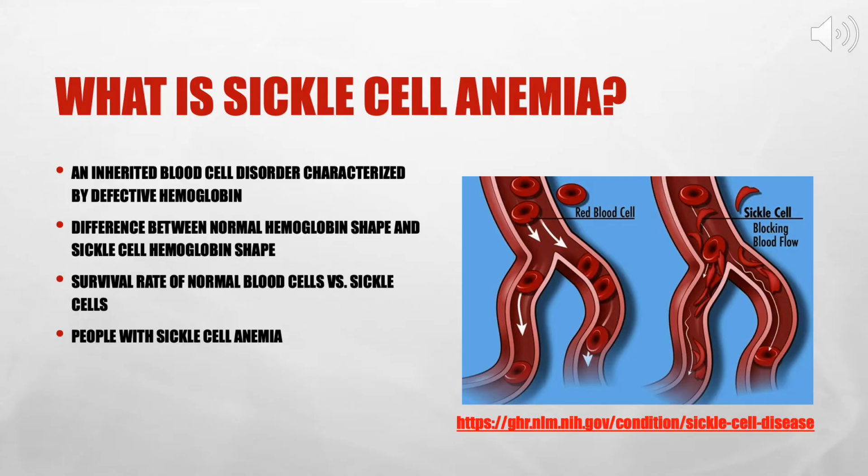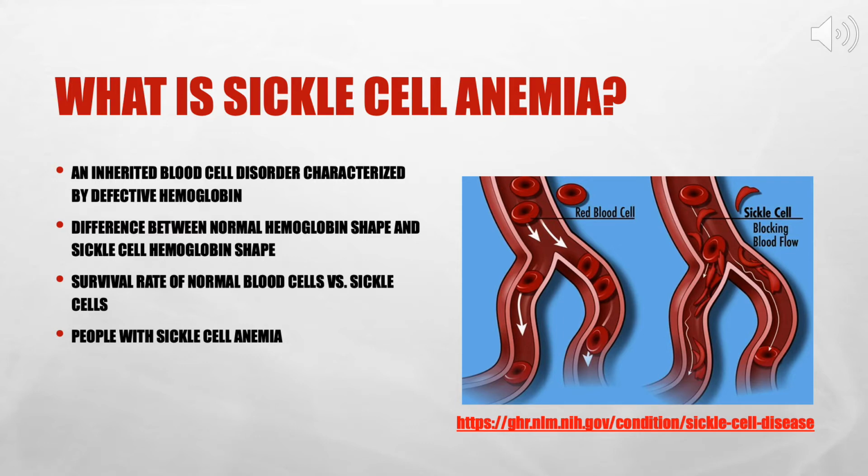What is sickle cell anemia? Sickle cell anemia is an inherited blood cell disorder characterized by defective hemoglobin. Hemoglobin is a protein in red blood cells that carries oxygen to the tissues of the body. Sickle cell anemia inhibits the ability of hemoglobin in red blood cells to carry oxygen.